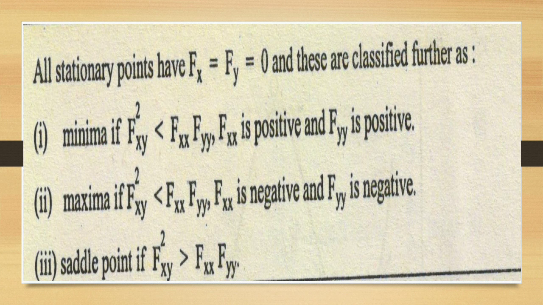For maxima, if fxy² is less than fxx·fyy, then fxx is negative and fyy is also negative. It is a saddle point if fxy² is greater than fxx·fyy.